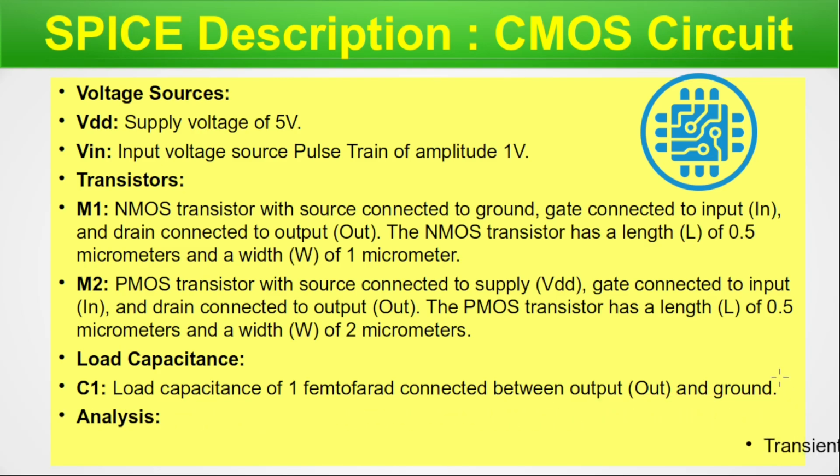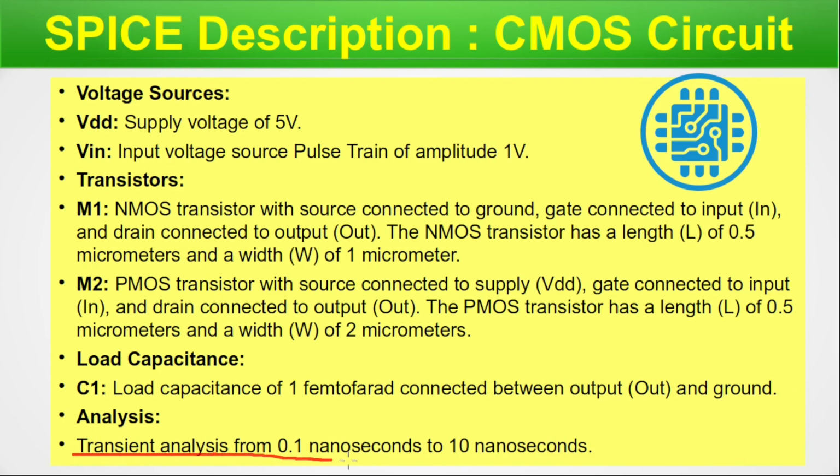Next, we have the analysis. We have a transient analysis of 0.1 nanoseconds to 10 nanoseconds. So this is the quick description of the spice netlist of a CMOS circuit. In the next slide, we will go through that particular spice netlist and you will have a quick impression of all these things in your mind. So now let's move on to the next slide.